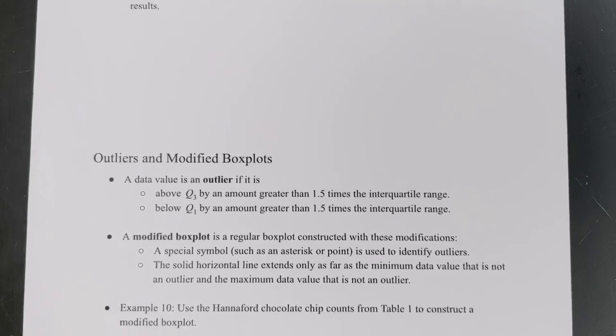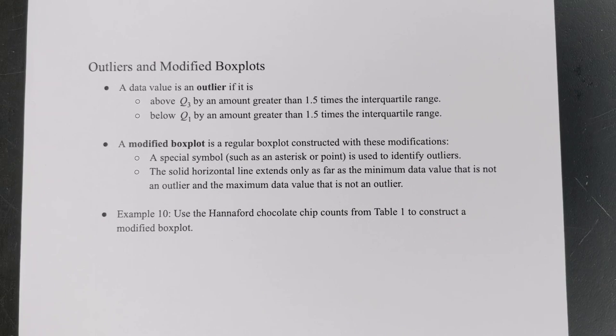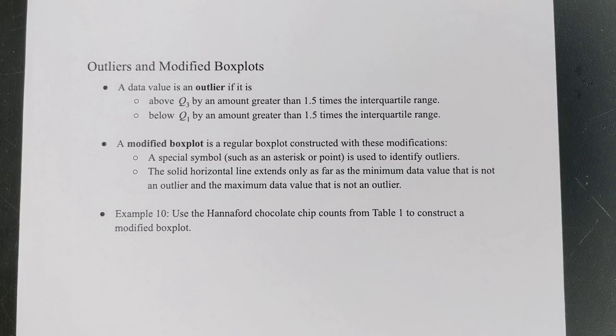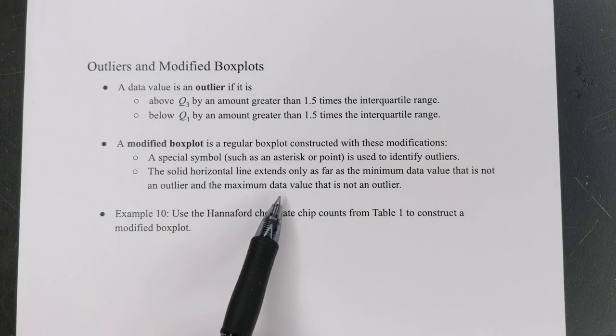Okay, so the last thing here is outliers and modified box plots. An outlier is any number that's more than 1.5 times the interquartile range above Q3. So we'll have to figure out that value first, which is Q3 minus Q1, and then multiply by 1.5, and then add it to Q3, and that'll tell you the cutoff for the outliers. For a modified box plot, you mark your outliers with asterisks or stars or something like that, and you don't extend the whisker out to them. So that's this part here.